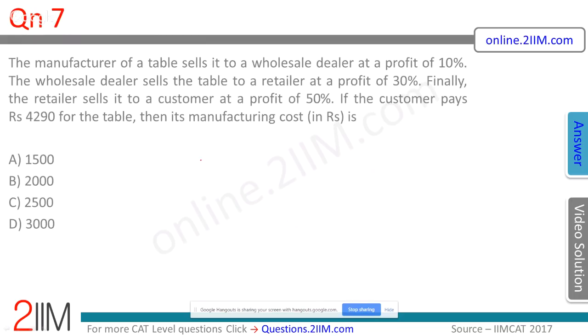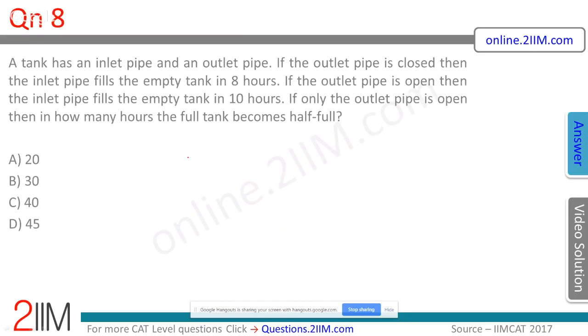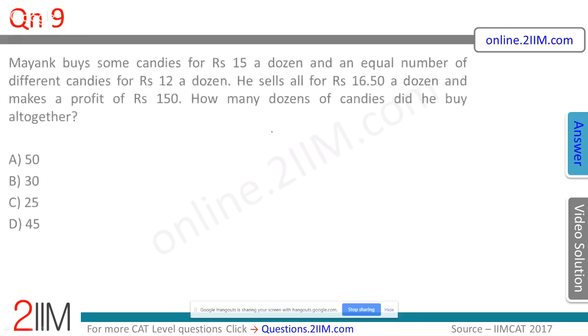Wholesale dealer is also fine. 2,000 becomes 2,200. 2200 into 1.3, whatever that becomes. 22 into 13, into 3/2, 143. This also works. Inlet pipe to fill it, 40 hours, and then half full, 20 hours. 15 and 16, and this is fine.